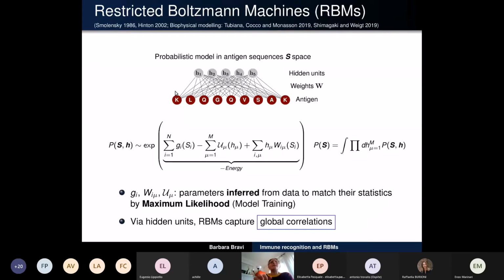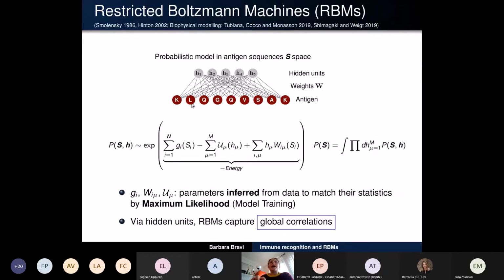And mathematically, the model is specified by the joint probability between the observed sequences and the hidden units, that is written again as the exponential of some energy function, which makes therefore the model to be mapped onto a statistical physics model of interacting observed and hidden units. And from here, then, the probability distribution we are interested in, the one over the antigens, is recovered by integrating out the hidden units. But the advantage of having introduced these hidden units is in the fact that since they are connected to all the observed units, they enable the model to capture high-order correlations, therefore global patterns along the observed sequence.